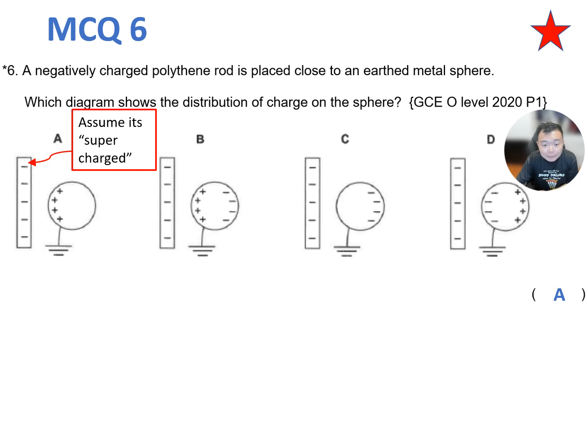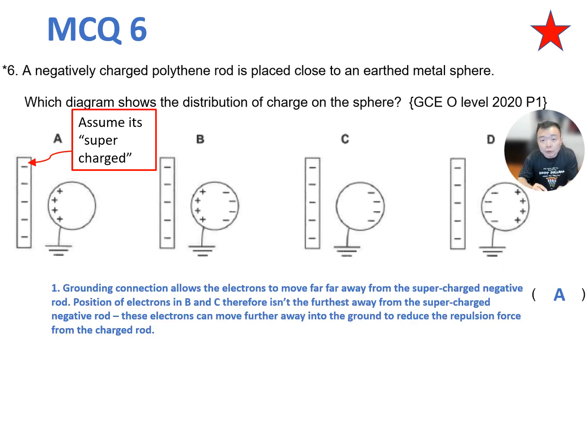Therefore, if you look at option B and option C, you can see that the electrons are being repelled towards the right side of the sphere. So there is repulsion, but that isn't the furthest location away from the super duper charged rod. Therefore, given that there is a ground connection, these electrons in the sphere are able to move to an even further away location, which is to the ground. And that is what they will do.